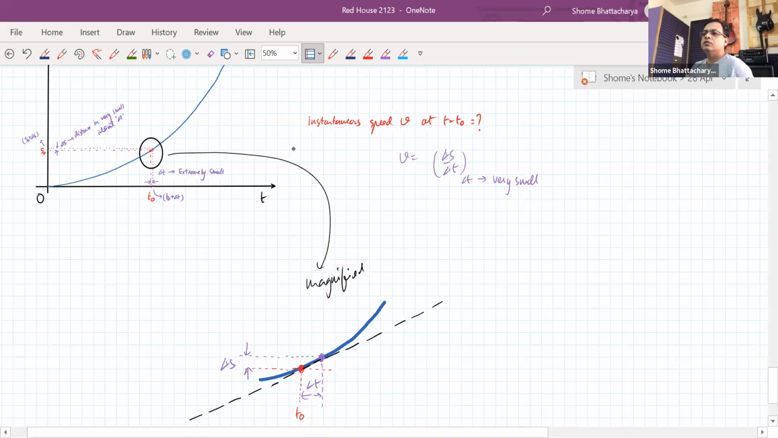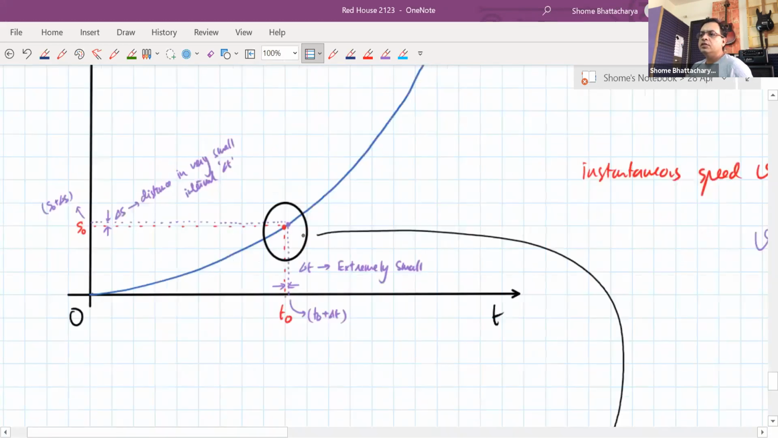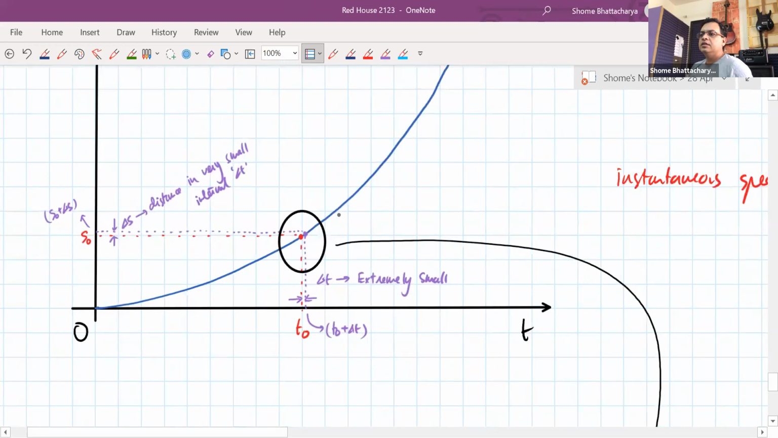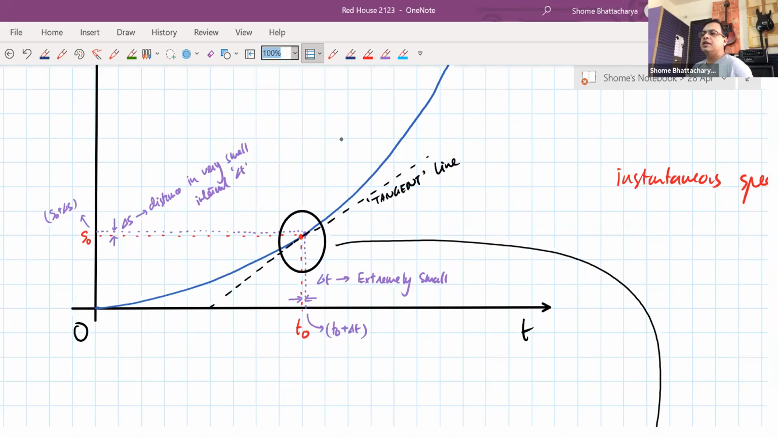So back in the graph, if I join these 2 points with a straight line and extend it, that straight line would look like this. Such a straight line is called a tangent line. Like you have a tangent to a circle drawn at a certain point, like that, we have a tangent to any curve. In this case, that curve is representing the distance versus time.